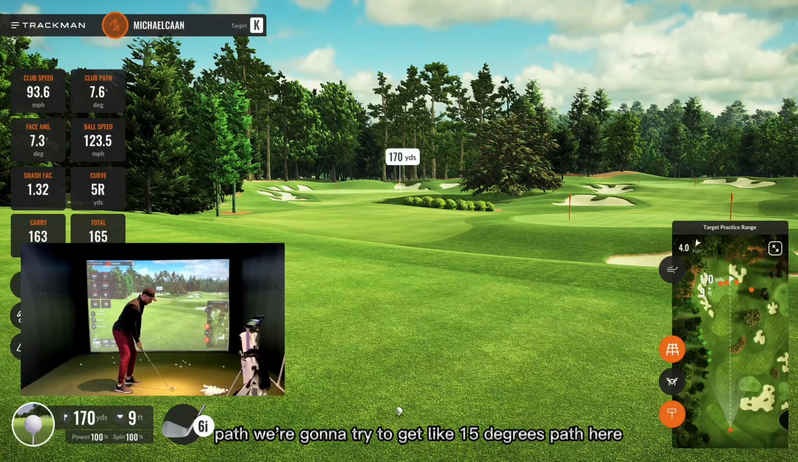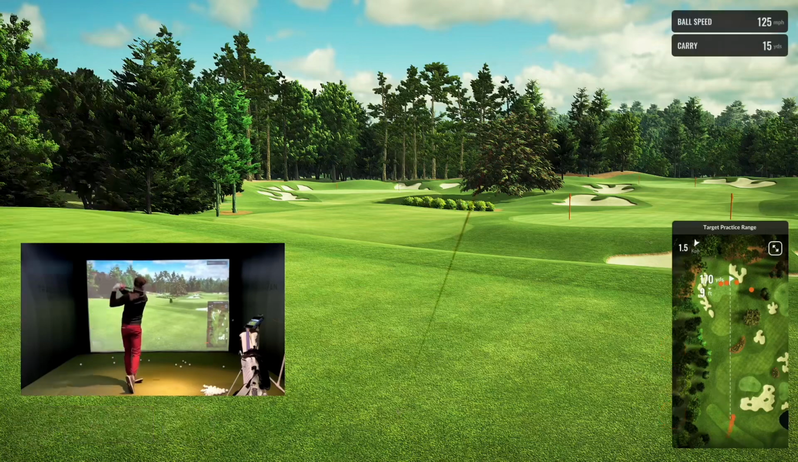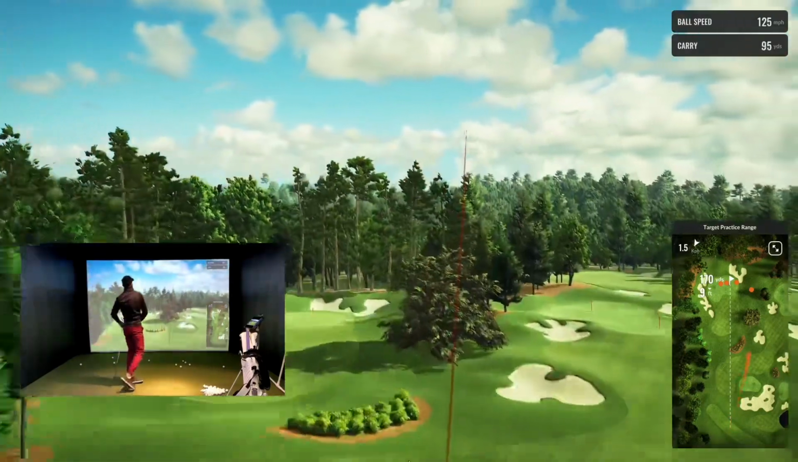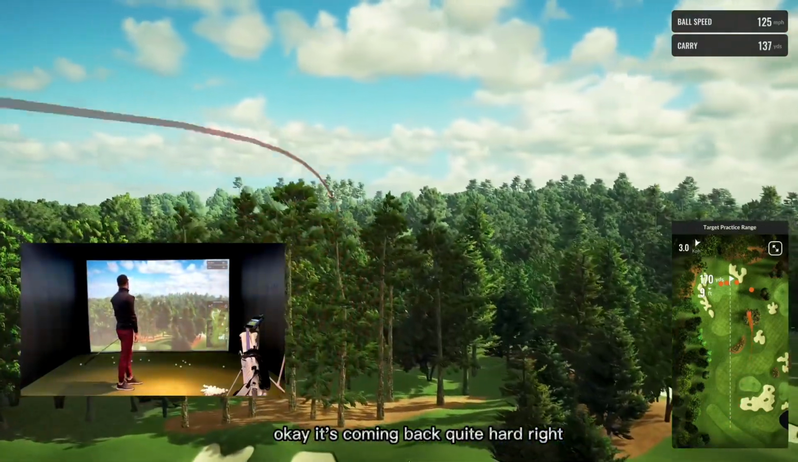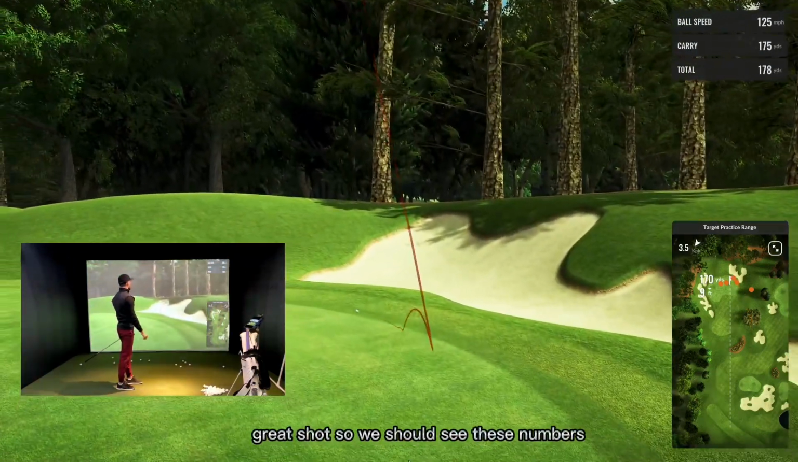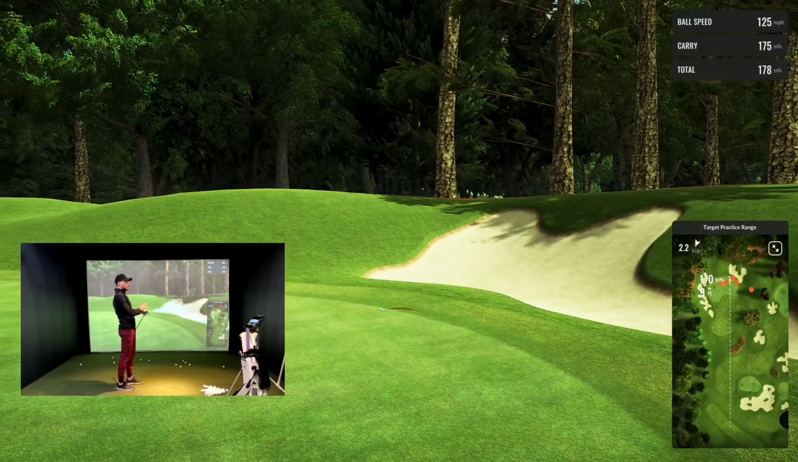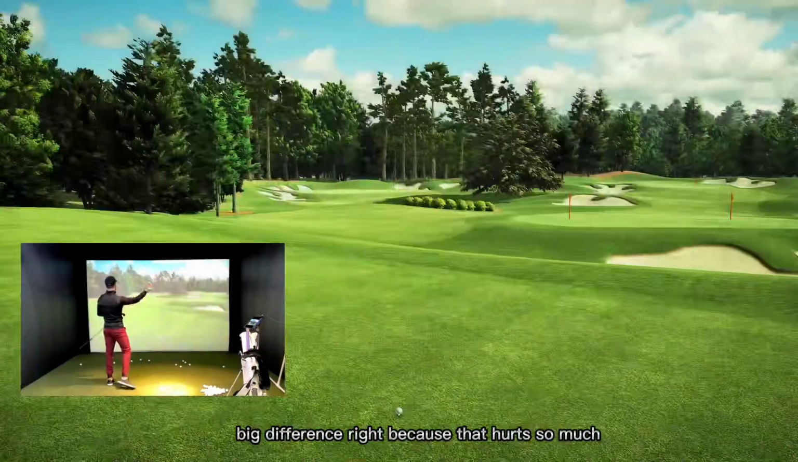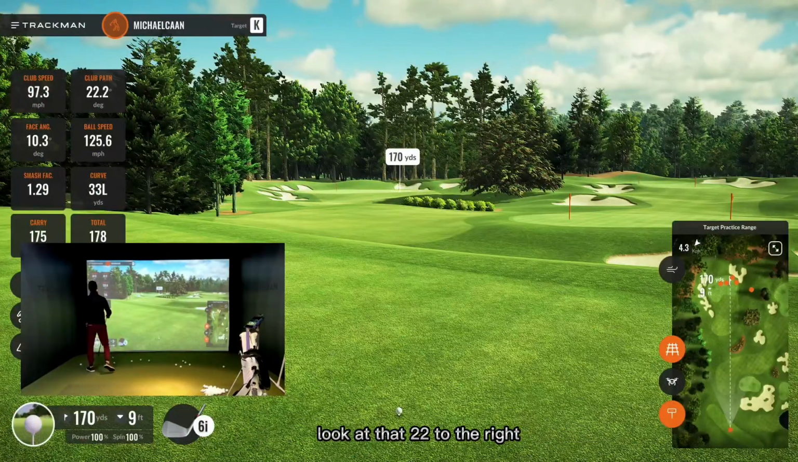Path, we're gonna try to get like 15 degrees path here. See if it curves. Okay, it's coming back quite hard, right? Again, great shot. So we should see these numbers. Big difference, right? Because that curves so much. Look at that. 22 degree path to the right.